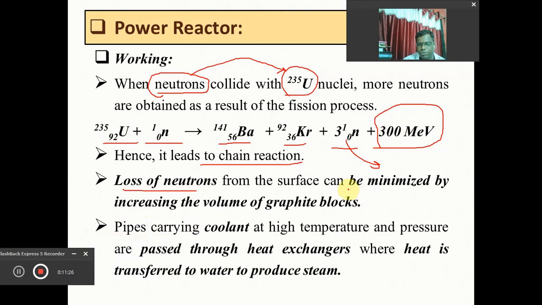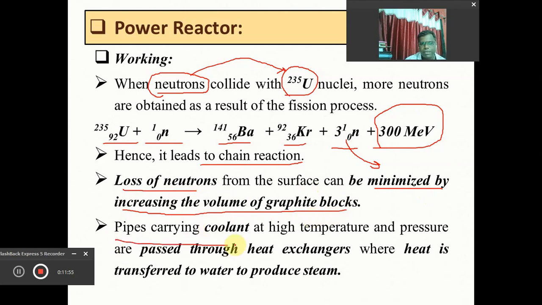Dear friends, this loss of neutrons from the surface of the nuclear fuel or the nuclear material can be minimized by increasing the volume of the graphite block. It's very important. Because neutrons are responsible for the nuclear fission, the loss of neutrons from the surface of the nuclear material can be minimized by increasing the volume of the graphite blocks.